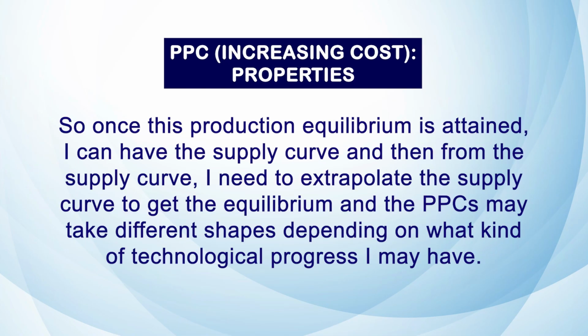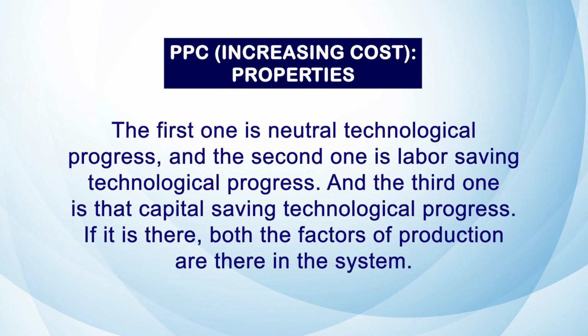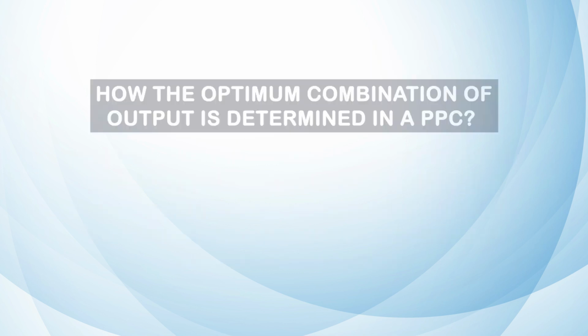Once this production equilibrium is attained, I can have the supply curve, and then from the supply curve, I need to extrapolate to get the equilibrium. These PPCs may take different shapes depending on what kind of technological progress I may have. Just for a hint, the first one is neutral technological progress, the second one is labor saving technological progress, and the third one is capital saving technological progress. Both the factors of production are there in the system.